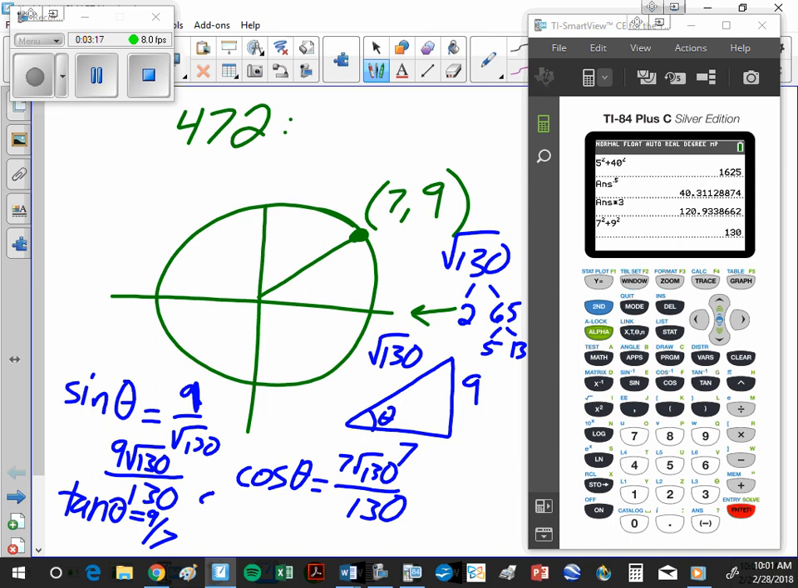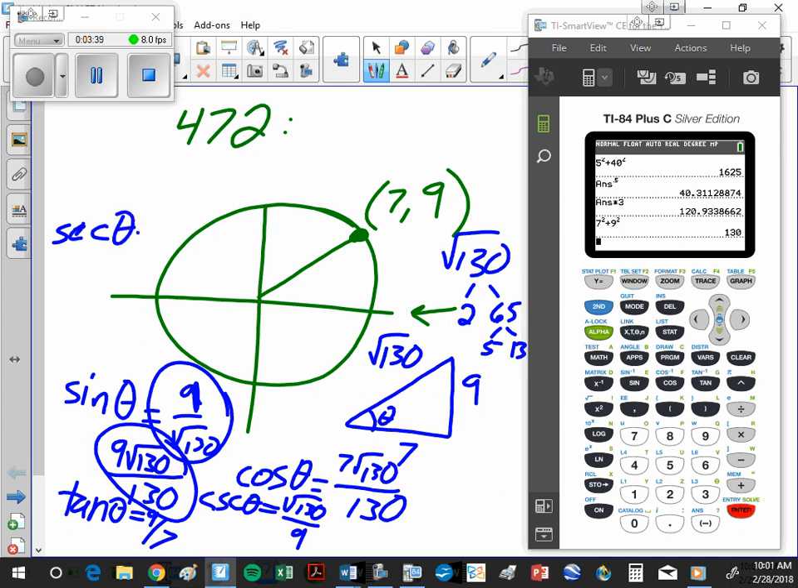So the cosecant of theta is just the upside down version of the sine. Do I want to flip this one upside down or this one upside down? The first one. So it would be the square root of 130 over 9. What about the secant? Square root 130 over 7, and the cotangent, 7 over 9. That's pretty easy, right? Okay.